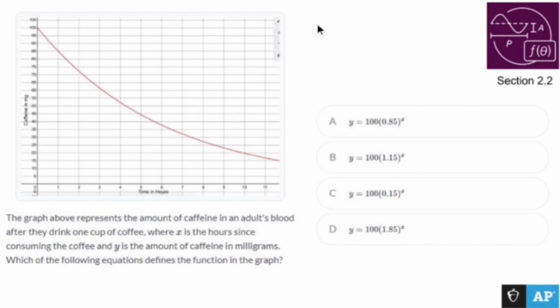First things first, if you're looking at an equation like this, that's my initial amount. So a is going to be 100. So y equals 100. B I don't know yet, but what I do have is decay. So b has to be between 0 and 1, which excludes two of the options. And it's going to be to the x power. Now I have to choose between 0.85 and 1.5.